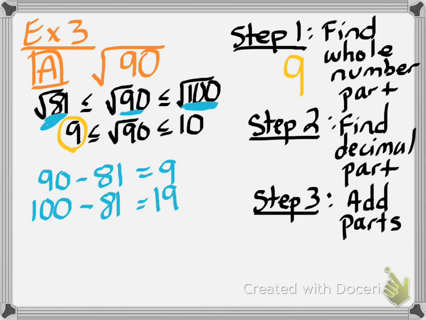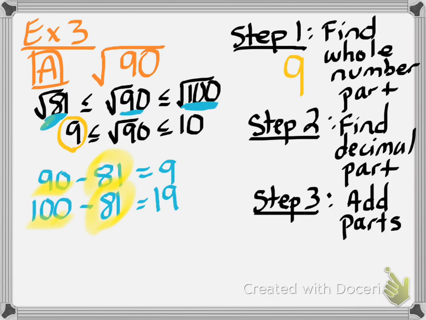So I took the number that I want to find, the square root of 90, and subtracted this lower perfect square, 81, and I got 9. Then I took the higher perfect square, 100, and subtracted the lower bound of 81 again. So you start with the number you want and subtract 81, then take the higher number and subtract 81.